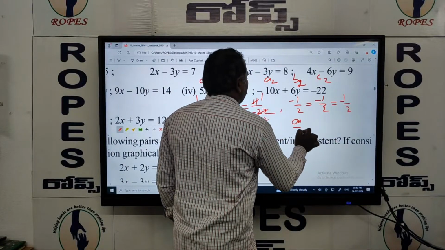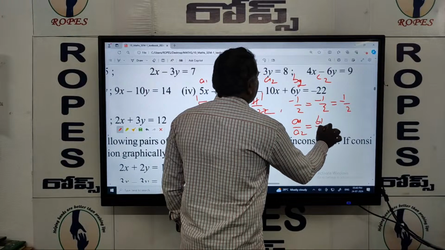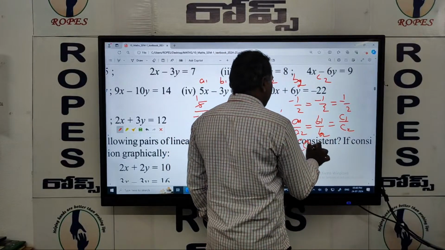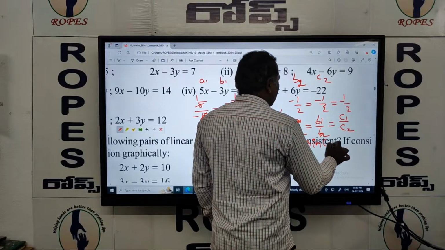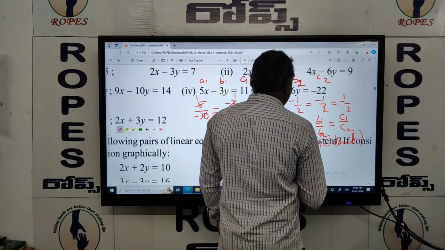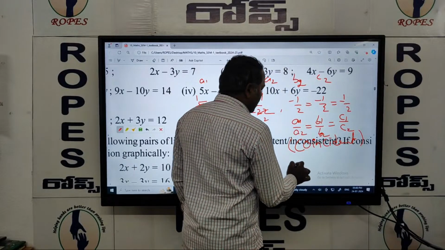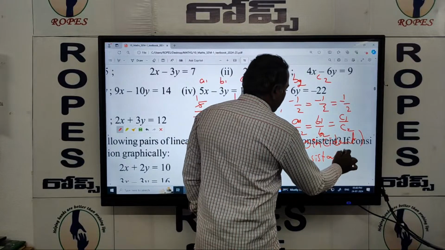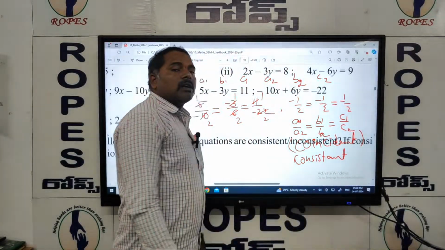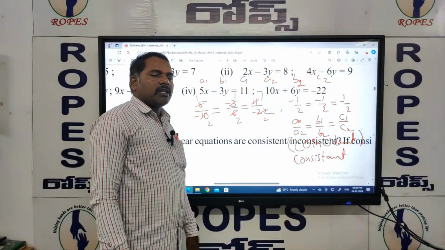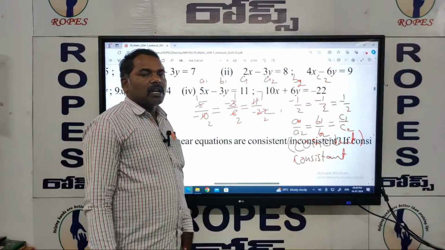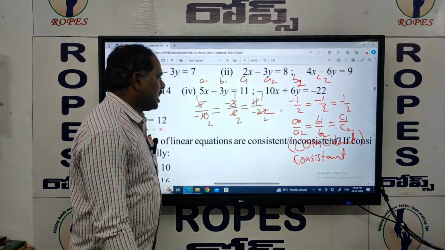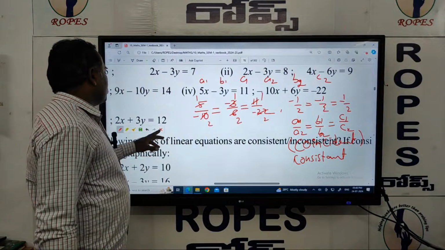Now here A1 by A2 is equal to B1 by B2 is equal to C1 by C2, then the lines are coincident lines. When the lines are coincident, then they are consistent lines. So when the lines are intersecting lines or coincident lines, then the lines are consistent lines. If the lines are parallel lines, they are inconsistent lines. So this is about the fourth question.